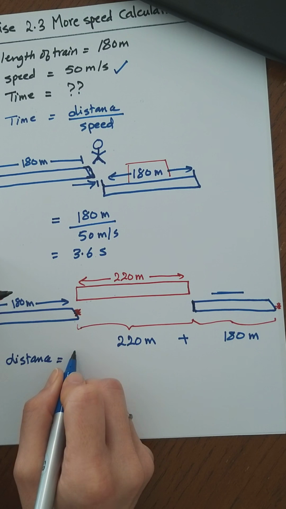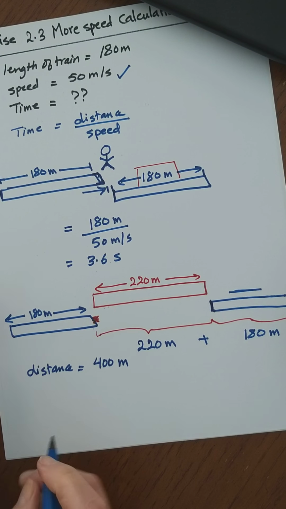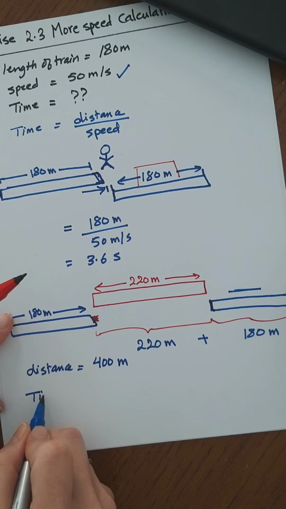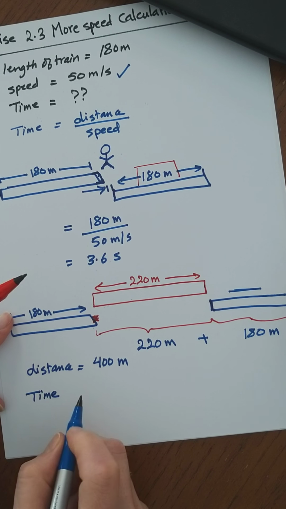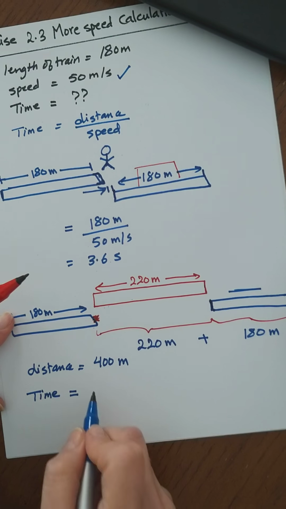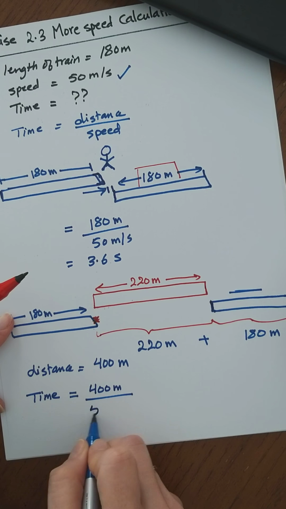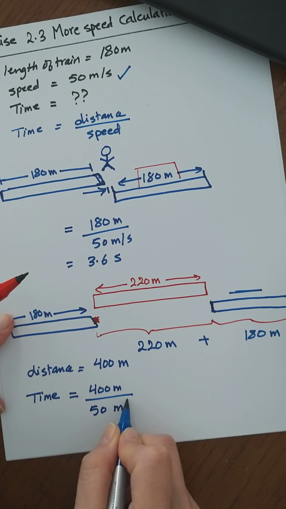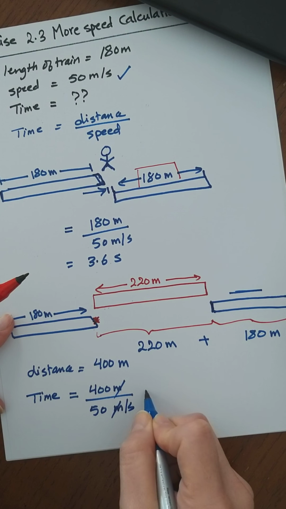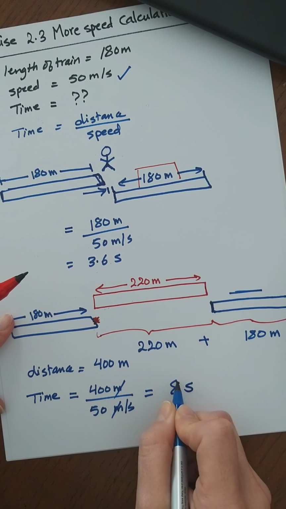Now our new distance equals 400 meters. Let's put this in the formula. Time equals distance divided by speed, 400 meters divided by speed, 50 meters per second. So our new time here is 8 seconds.